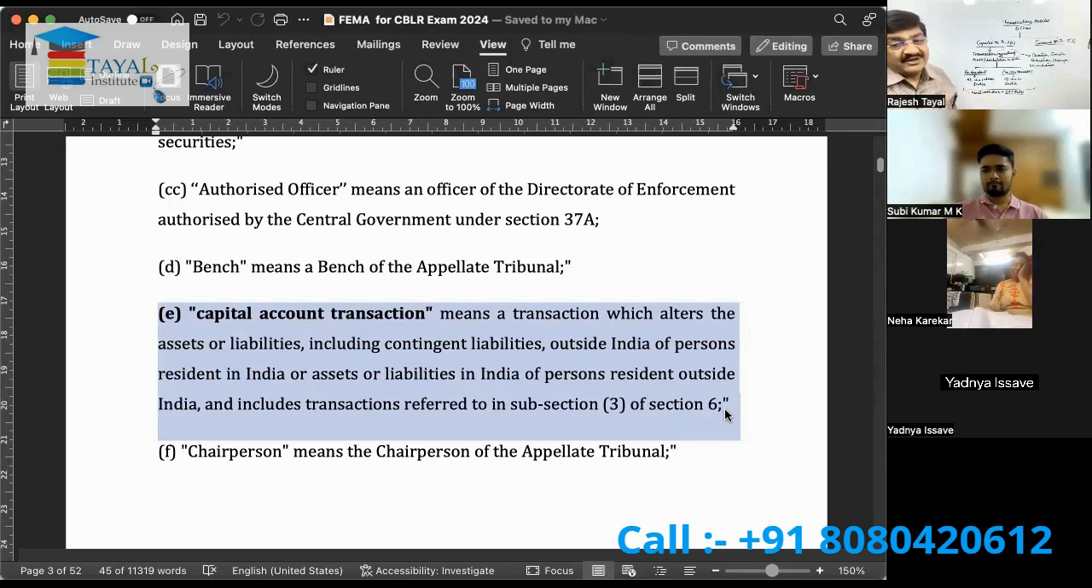It includes the transactions referred to in section 6, subsection 3. Those are not relevant. Why are those not relevant?